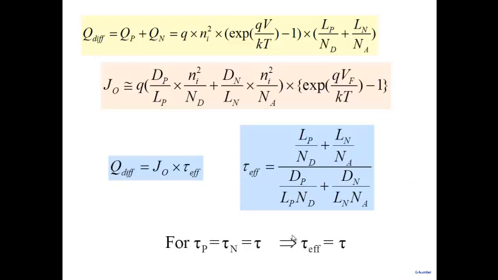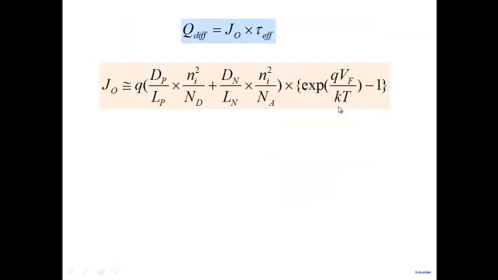In the special case where tau P is equal to tau N equal to tau, tau effective is nothing but tau here. They all cancel each other. The equation simplifies to the recombination lifetime. So diffusion charge is equal to the current multiplied by the recombination lifetime. That's the amount of diffusion charge which is there. And now you take its derivative with respect to voltage and you'll get the diffusion capacitance.